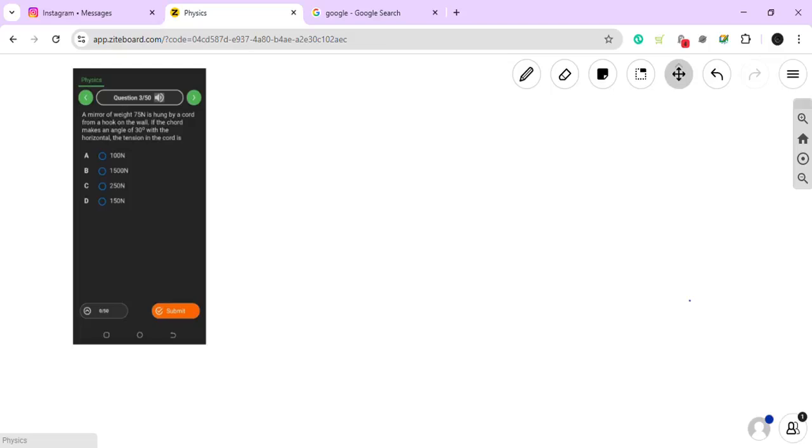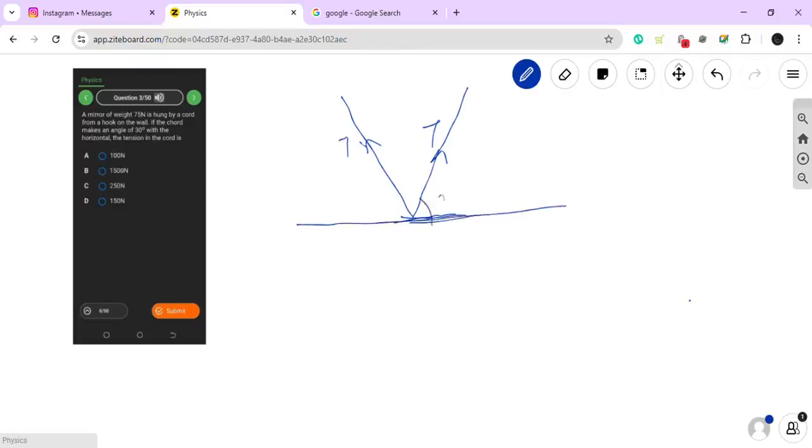the cord is. So what you just have to do is, let's say we have this as our tension T and T, and they say it makes an angle of 30 degrees to the horizontal, so here is 30 degrees, and this place is also 30 degrees. The weight of a body must always act downward, so the weight of the mirror will be acting downward here, which is W equals 75 Newton.